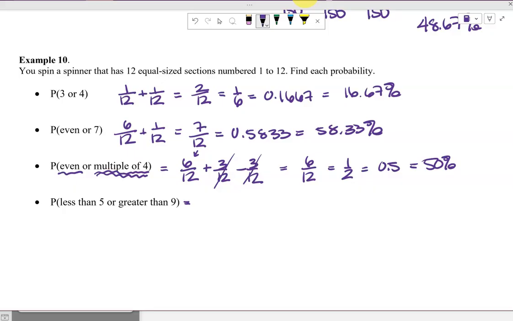All right, the probability you have less than 5, or greater than 9. So your less than 5s are 1, 2, 3, and 4. So there's 4 numbers less than 5, plus greater than 9, and that's 10, 11, and 12. So 3 of those are greater than 9. So that's going to be 7/12. We've already got those numbers right here at 7/12. 0.5833, 58.33%. And I think that's it with study notes 8.4.